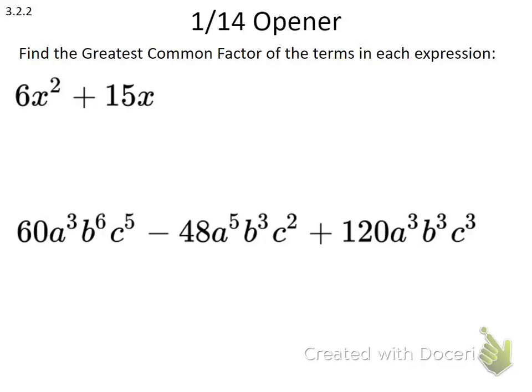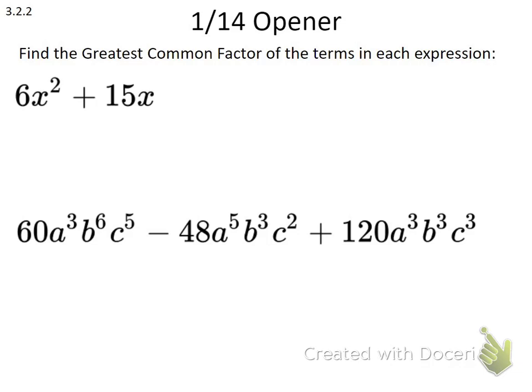Okay, so today we're not really going to do notes on this lesson because I feel like the lesson doesn't need to be covered. We can basically figure out how to work through it by doing yesterday's opener and today's opener. So today what we're going to do, again, like what we did in yesterday's opener, is find the greatest common factor of the terms in each expression.